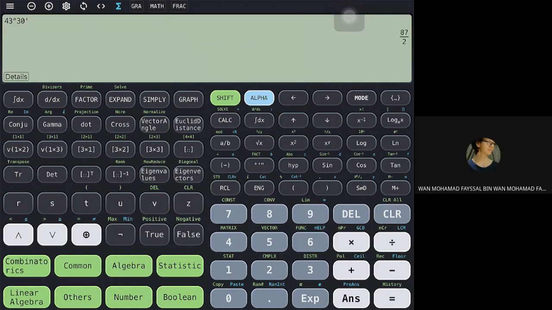Okay. Calculator. If you press this button again, your calculator will show you in decimal, 43.5. Simple question like this.